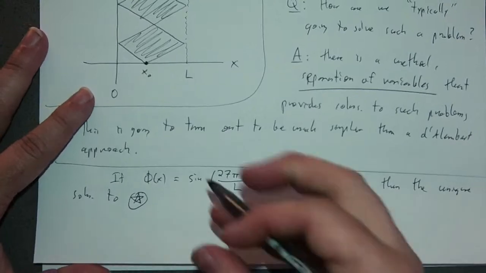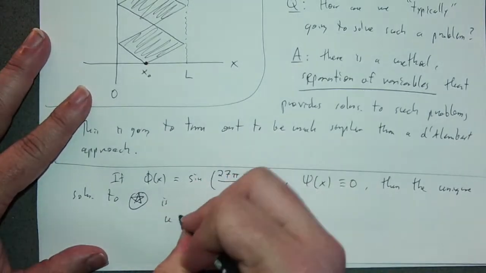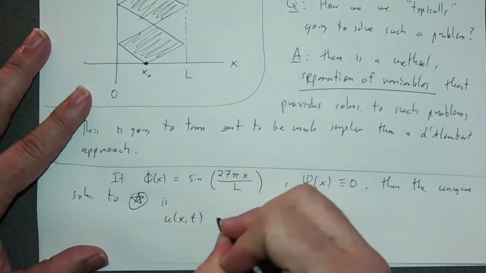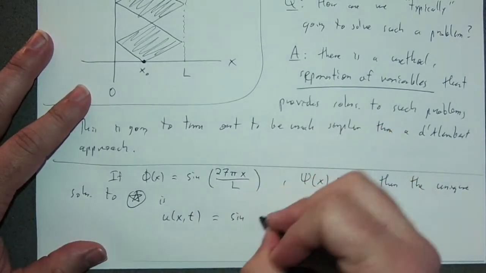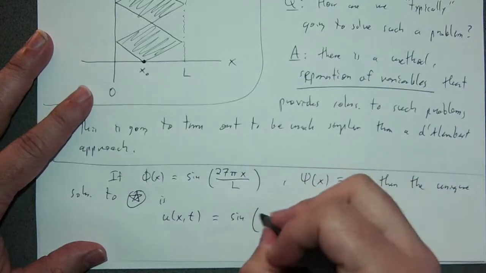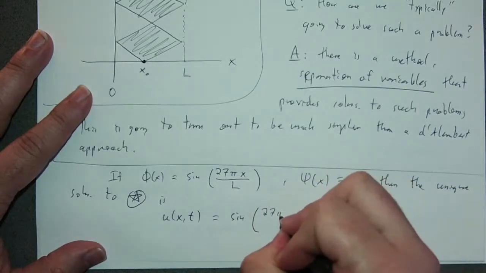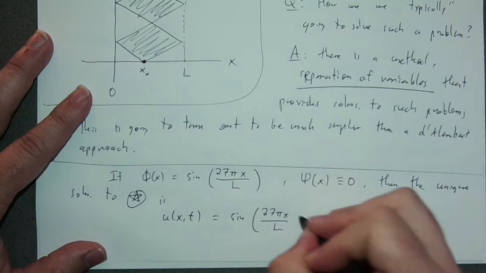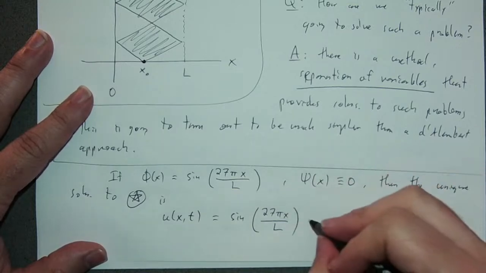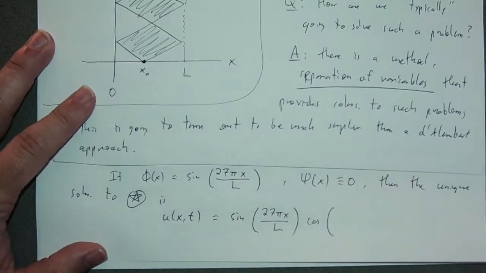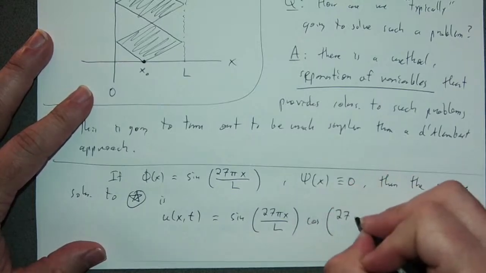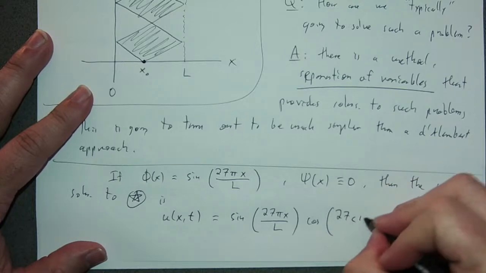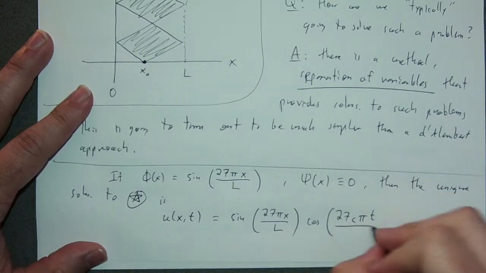And the unique solution to star is u of x, t, which is sine of 27 pi x over L times cosine of 27 c pi t over L.